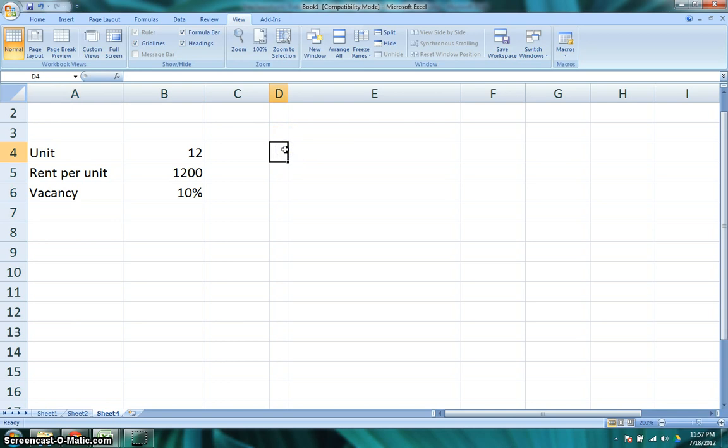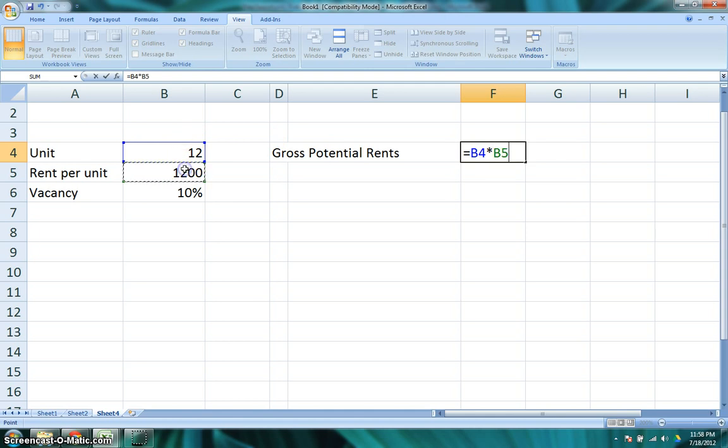So, first things first, we're going to have our gross rents. And let's make this actually gross potential rents. And that means that assuming 100% occupancy, how much rent would you collect? In this case, we're going to take the 12 units, multiply it by the current market rent of $1,200 a month, and then multiply this by 12 months to get an annualized number.